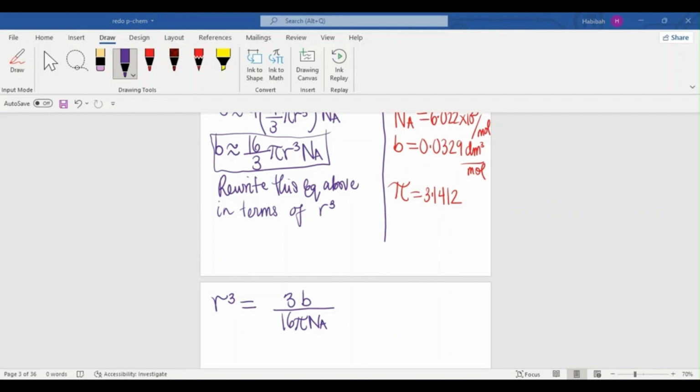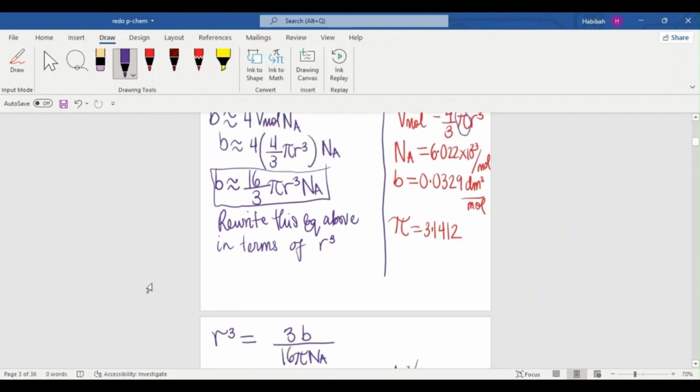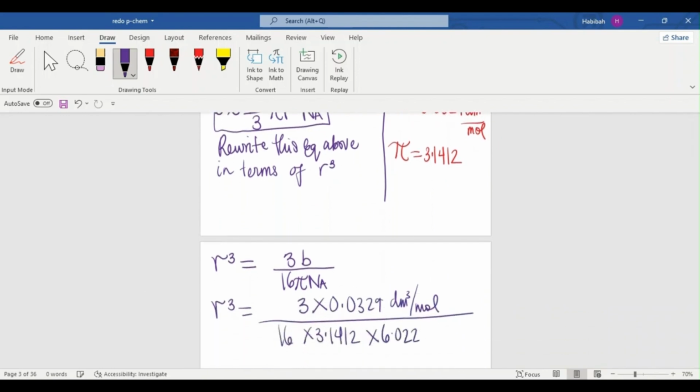So since we have that, we just simply substitute. So r cubed is going to be 3 times what is B? 0.0329 decimeter cube per mole divided by 16 times 3.1412 times Na, which is Avogadro's number, 6.022 times 10 to the power 23 per mole. So this is how you do this. Of course, let us cancel out the per mole.